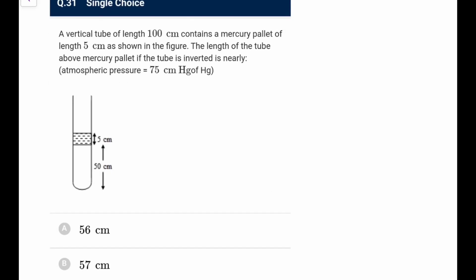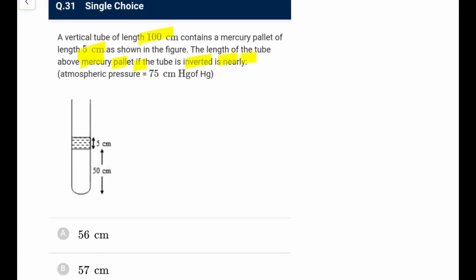A cylindrical tube of length 100 cm contains a mercury pellet of length 5 cm as shown in the figure. The length of the tube above the mercury pellet, if the tube is inverted, is nearly? So the length of the mercury pellet is 5 cm, and the air trapped above it is, let's say, at pressure P1.